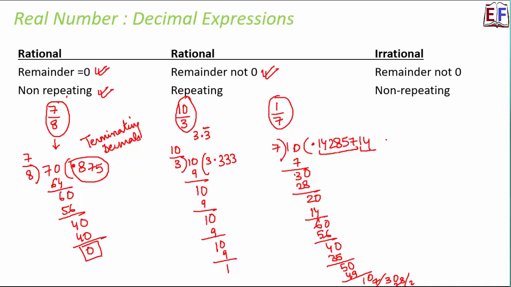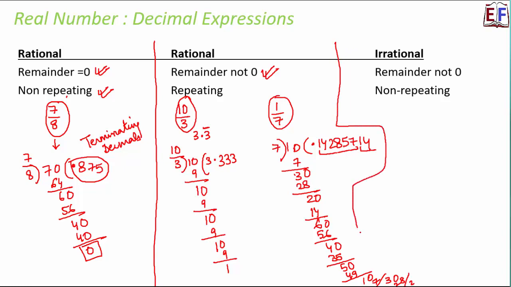0.142857, 142,857, 142,857 and so on. Clear? But both of these categories fall under the category of rational numbers. So in rational numbers, basically we have these two possibilities. One possibility, remainder is 0, so it is a terminating decimal. Second possibility is remainder is not 0. In that case, it is a repeating decimal or a non-terminating decimal.